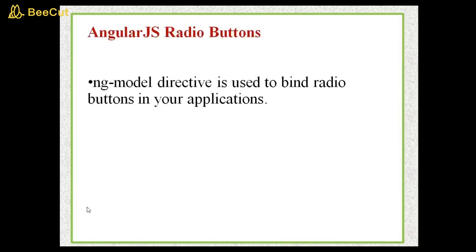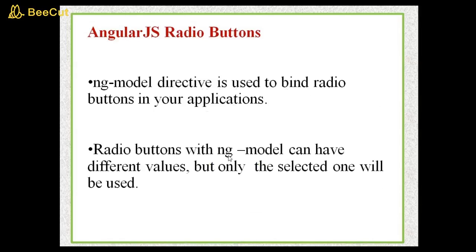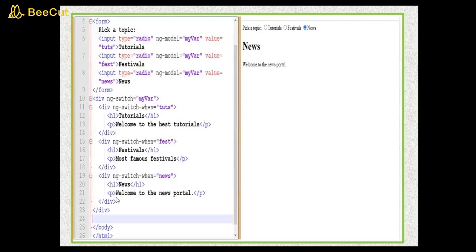The next, AngularJS radio buttons. The ng-model directive is used to bind radio buttons in your application. Radio buttons with the ng-model can have different values, but only the selected one will be used. See, this is an example. Input type equal to radio, ng-model equal to myvar, and value equal to tuts. And this is tutorials. You can see here, I'm using three radio buttons.